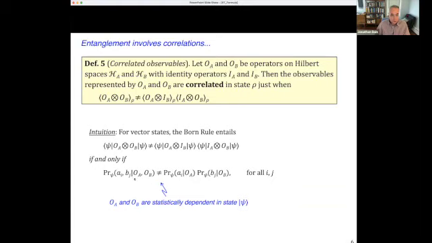So when the joint probability is not equal to the product of the marginals, we say that the observables are statistically dependent with respect to the vector state psi. The intuition then is that statistical dependence is an indication of a correlation.